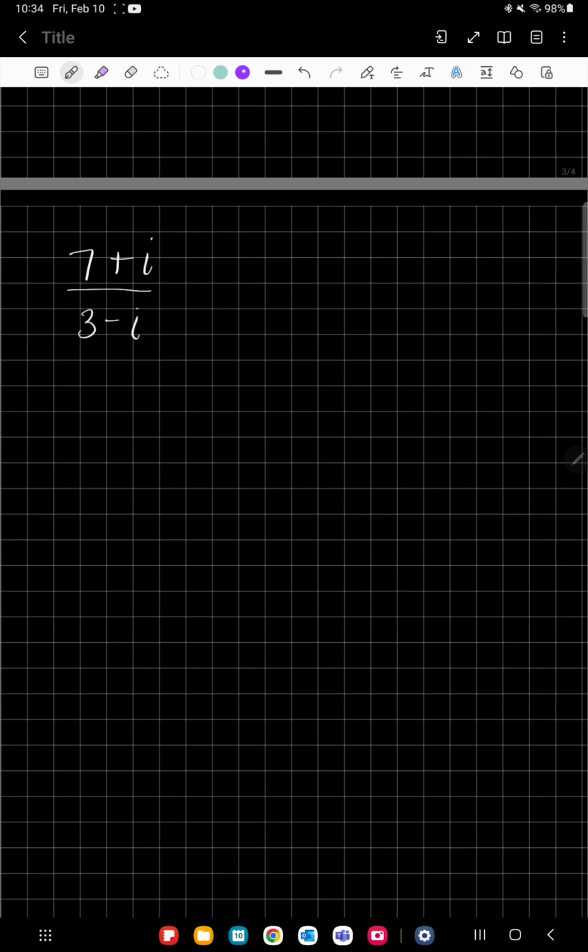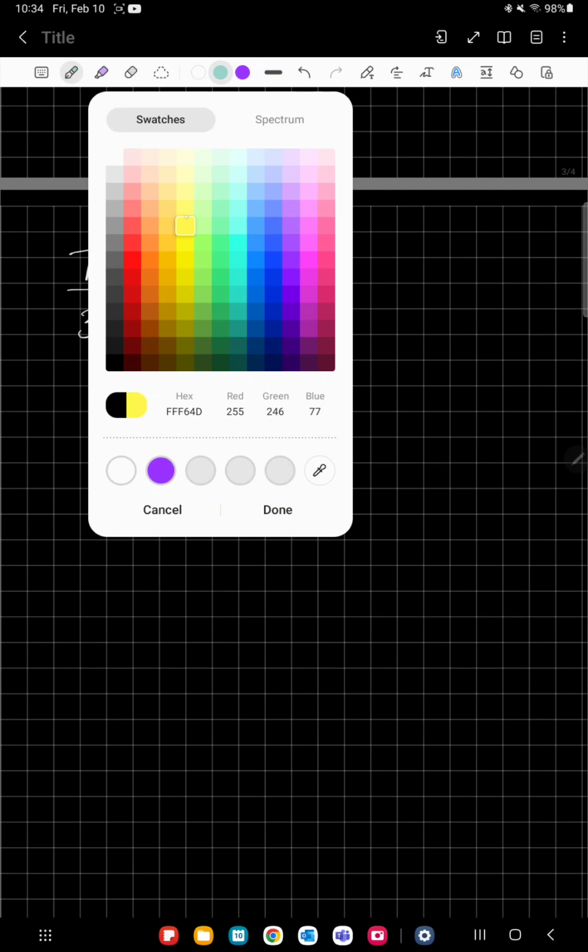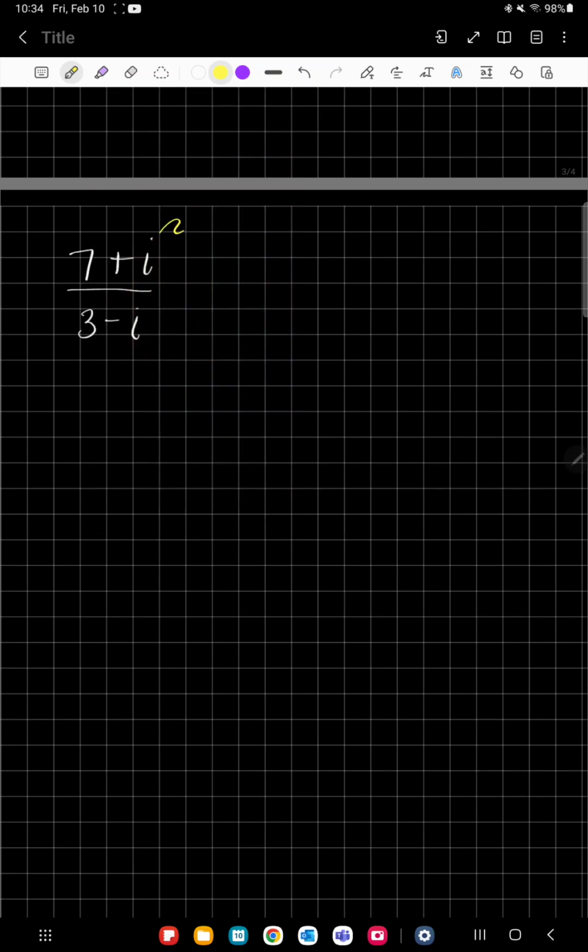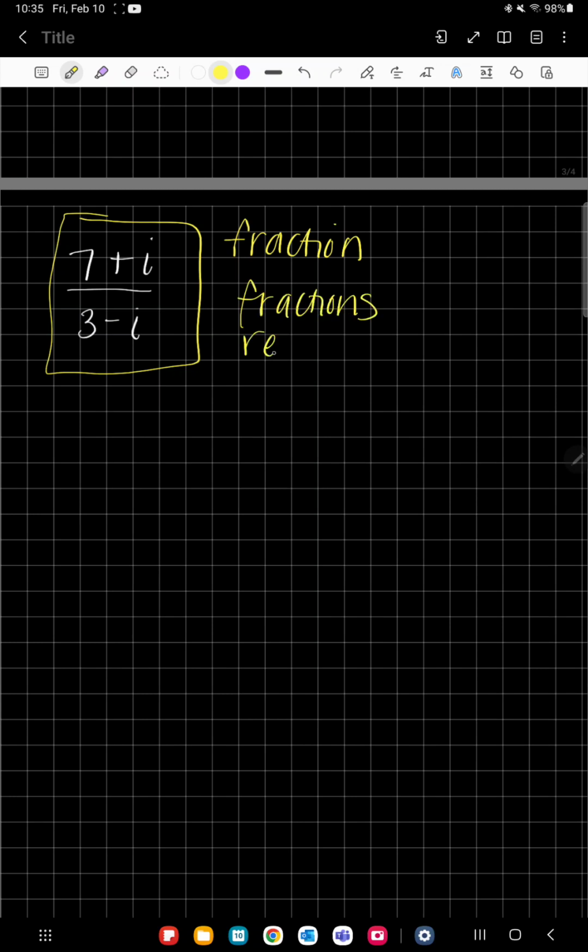Let me first remind you. Let me see if I can change my color up here to point out some stuff for you. Let me first remind you that this is a fraction. Okay? Fractions represent division. Okay? So you can't change that. This does say 7 plus i divided by 3 minus i. Okay, so there's one thing we have to look at.